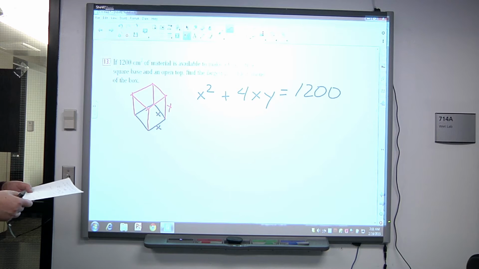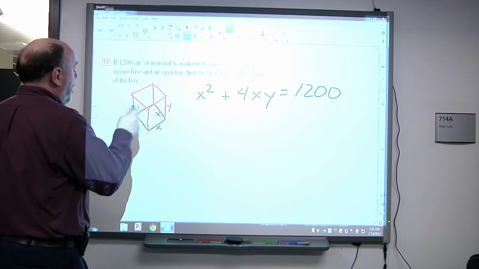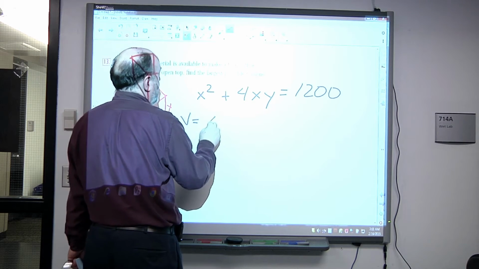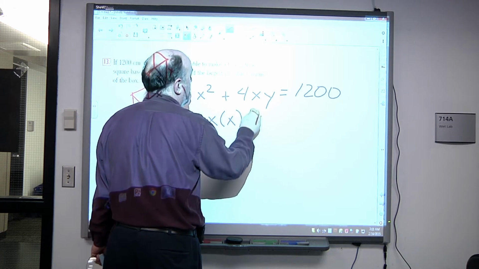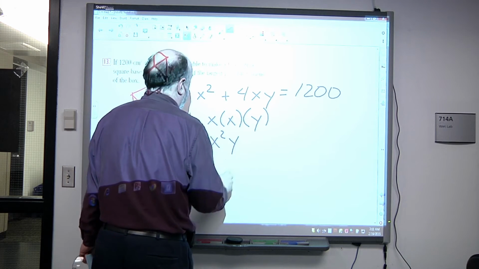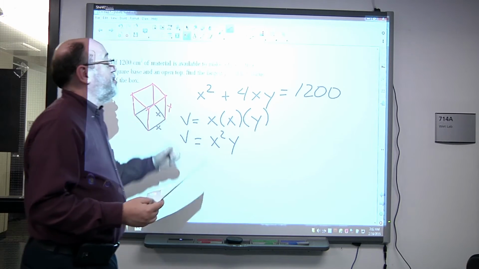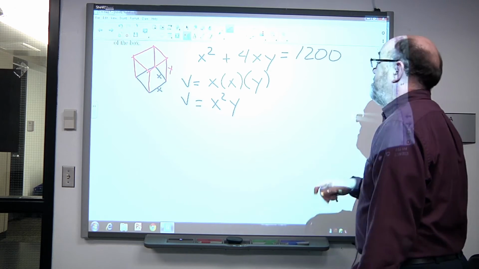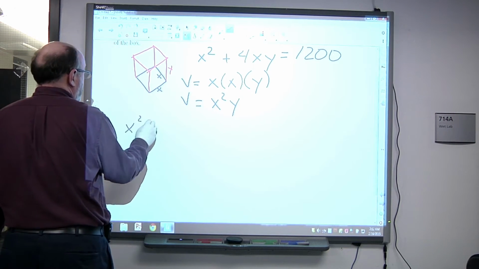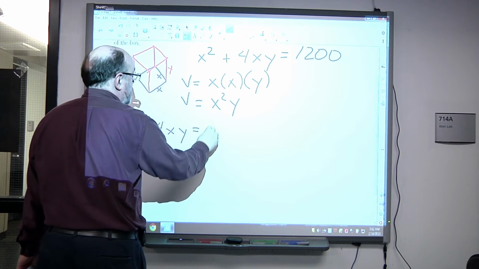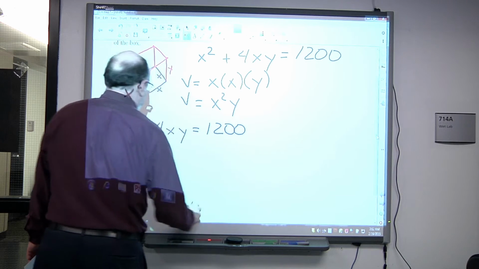We also want to look at the volume, and the volume of my box will be given by x times x times y. So my volume is x squared y. Okay? Well, again, I have my volume equation, which is in terms of two variables. And we don't want that because we want to have it in terms of one variable. So we need to get rid of a variable. So let's go up to my area equation and isolate the y. So we have x squared plus 4xy equals 1200. We subtract the x squared.